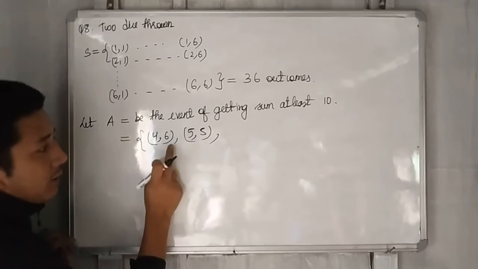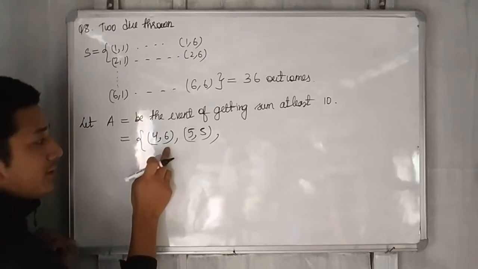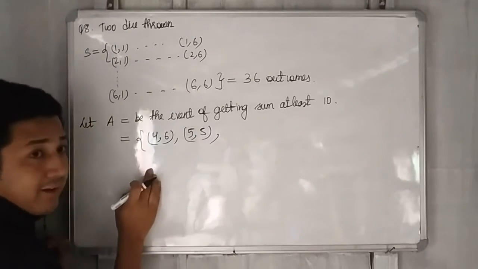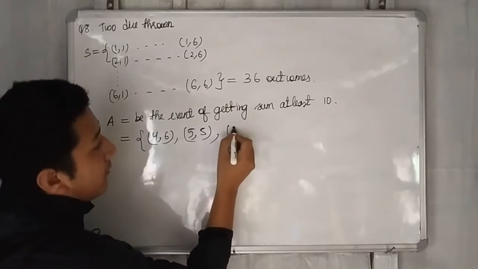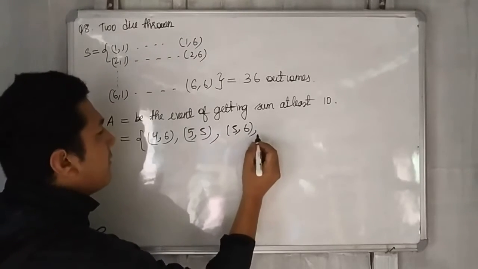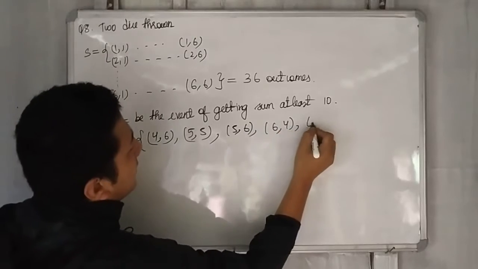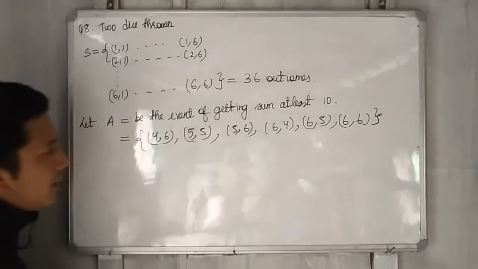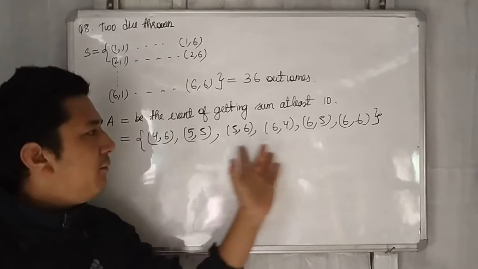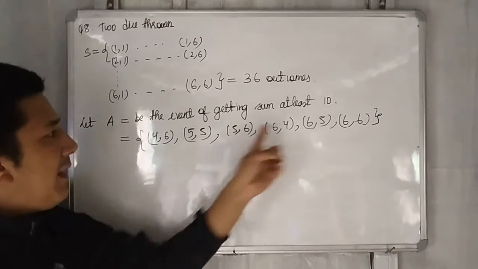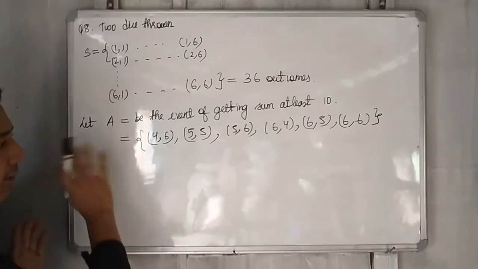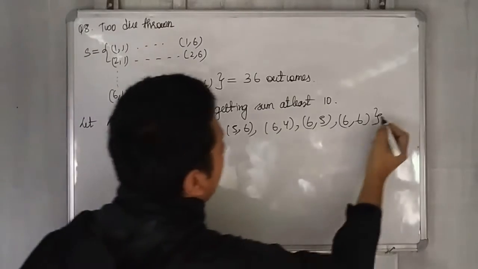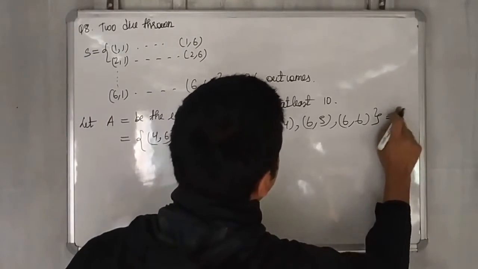So inside E, all this type of numbers will be there: 4,6 because the sum is 10, 5,5 because the sum is 10. I cannot take 5,4, that will be 9, right? So 5,6 then, after that 6,4, 6,5, and finally 6,6. These are the only possible favorable chances where I'll be getting the sum as at least 10. Besides this, I will not be getting any elements. So how many? 1, 2, 3, 4, 5, 6. So the total there are how many outcomes? 6 chances. So we'll write this.